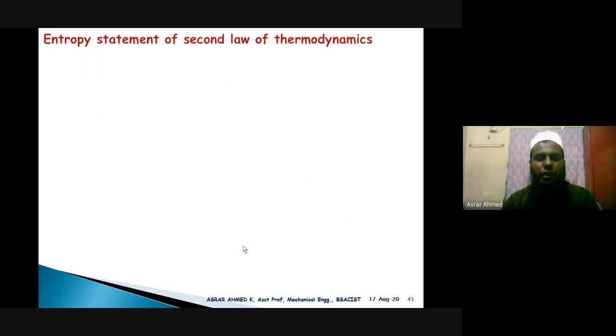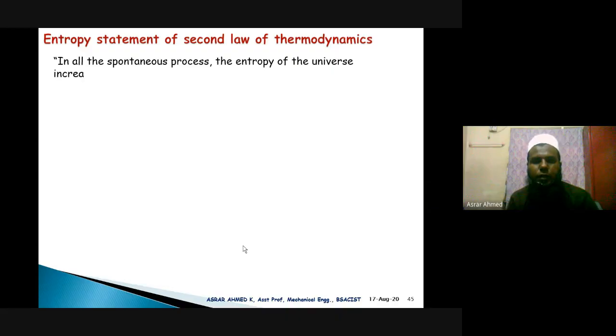Now we have defined what entropy is. As simple as that, entropy is the degree of disorder or the measurement of randomness. Now we are going to define the second law of thermodynamics. In all spontaneous processes, spontaneous means automatic, it occurs without any force, it occurs spontaneously.